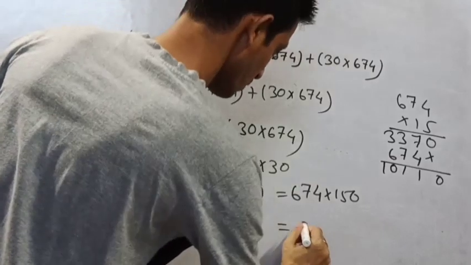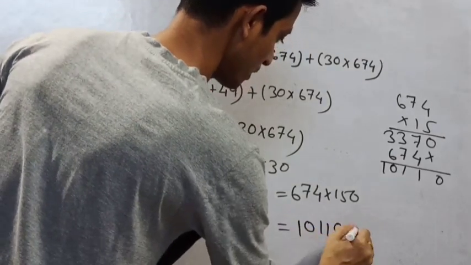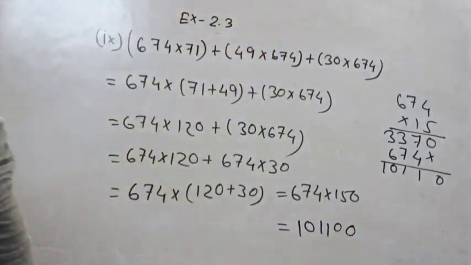That means 674 into 15. 5 4s are 20, 0 carry 2, 5 7s are 35, 37, 7 carry 3, 5 6s are 30, then 3, 33, 1 0 1 1 0. So 1 0 1 1 0, then this 0. 101,100.